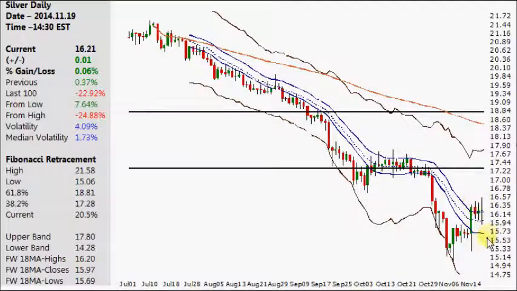As far as downside, if it breaks down below the 18 average of lows and stays there for a decent amount of time, expect not only a move here, but probably the next leg lower to be lower.